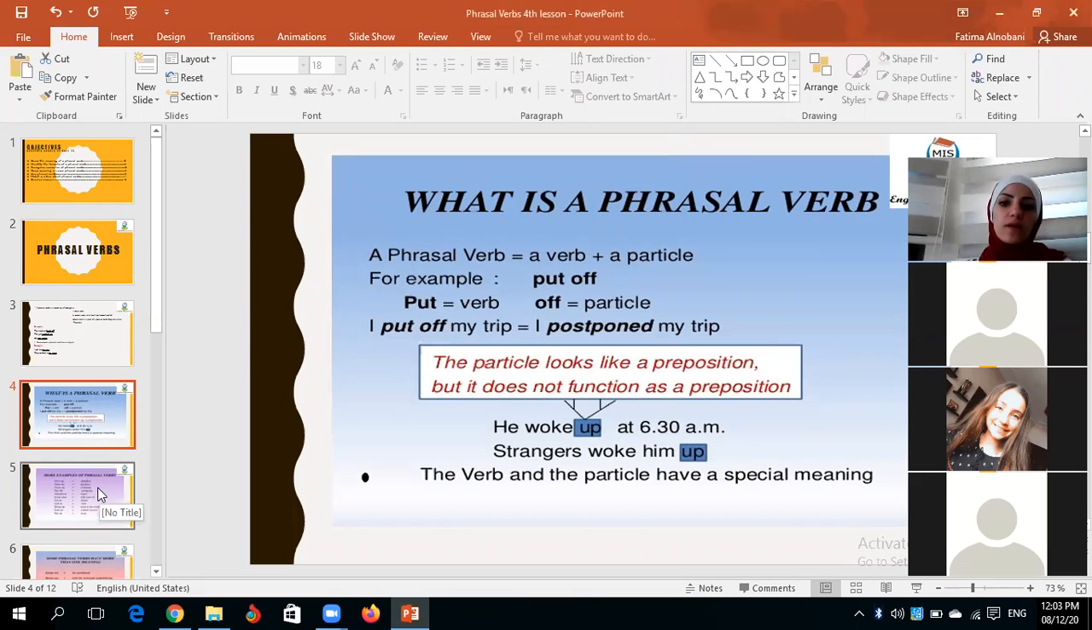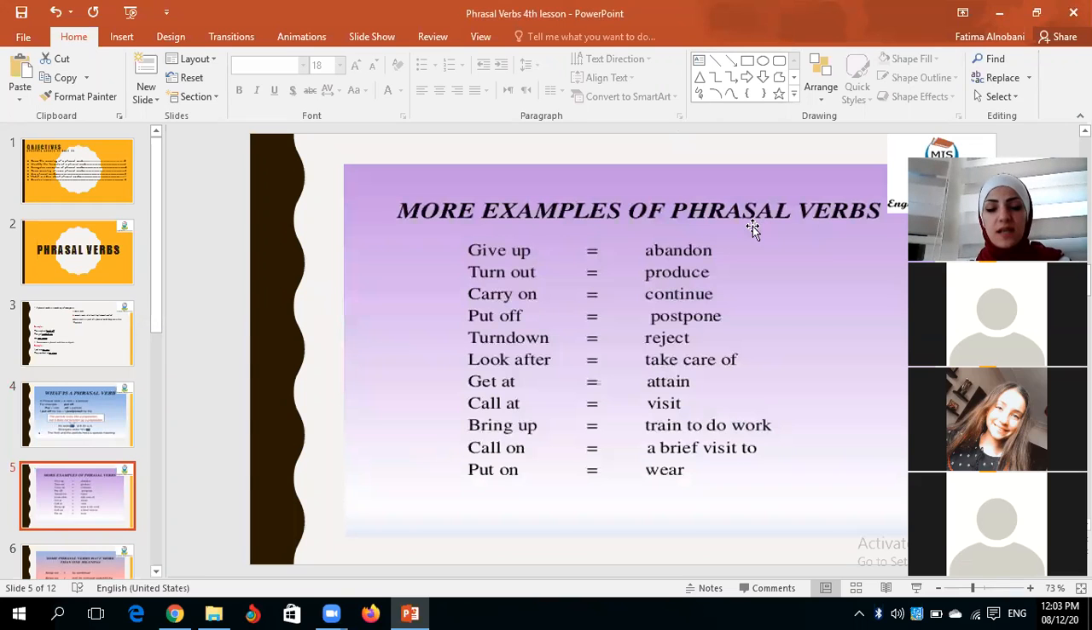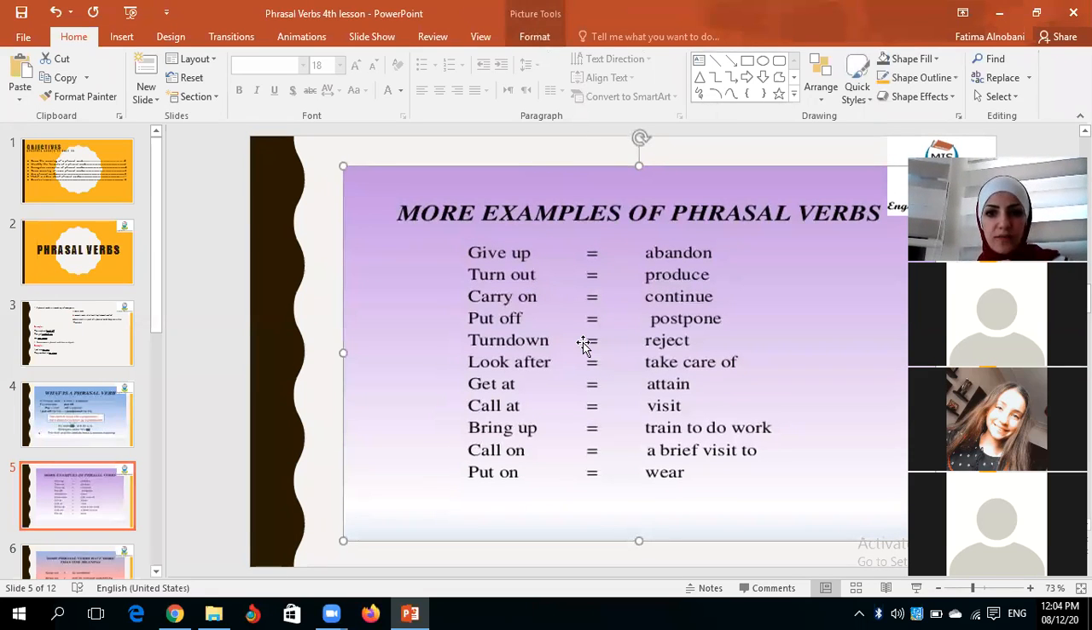Let's take a look at some of the phrasal verbs. We have the phrasal verb give up. Okay, it's not for me to read. I need someone to read those and give me the meaning for each one of them.